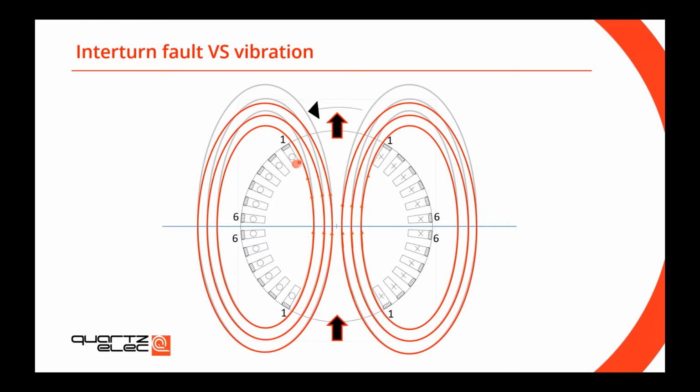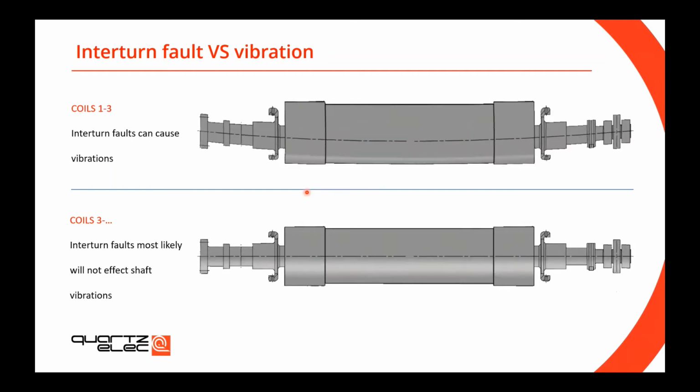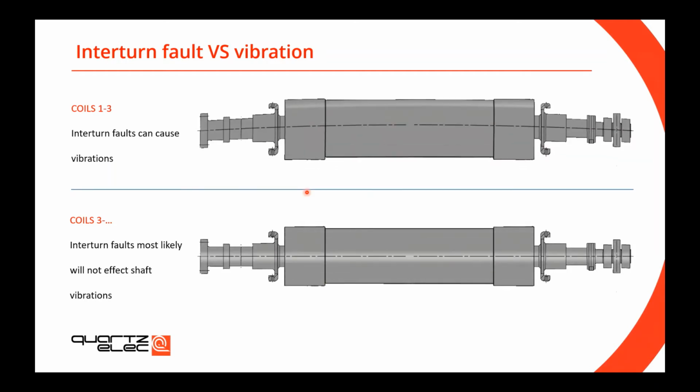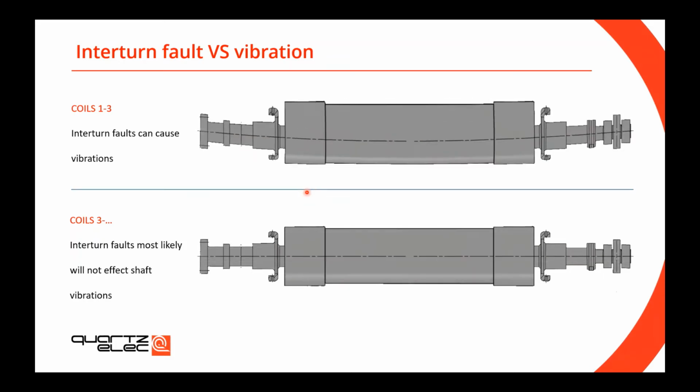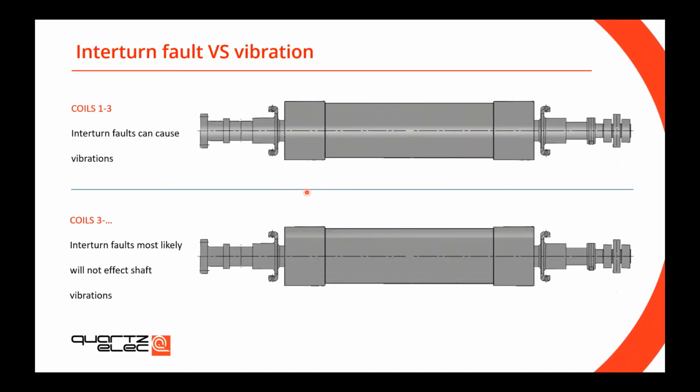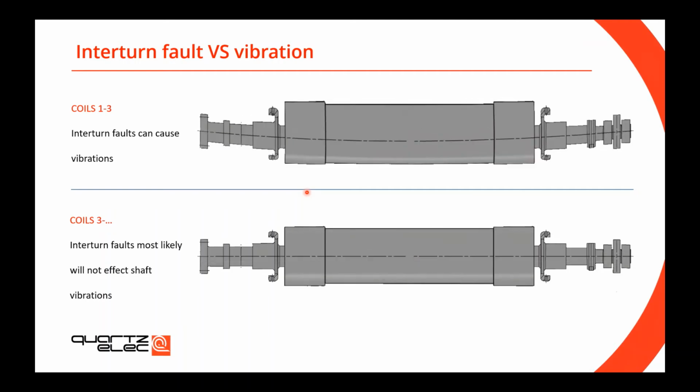If you have an interturn fault on one of the short coils, you're going to end up with that magnetic imbalance between two poles, and this will cause a vibration problem. So when you think about it, you can actually conclude: if the interturn fault is present on one of the short coils, and when I say short coils, I mean the coils that are close to the main pole, say coils 1 to 3, then most likely, as a consequence of the interturn fault, you will see a change in your generator rotor vibration.